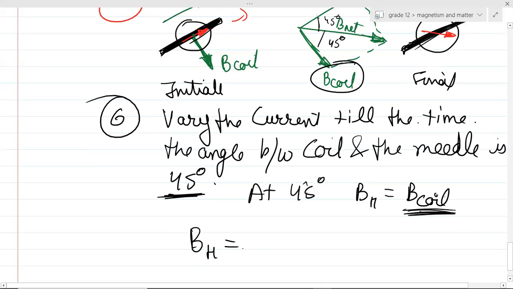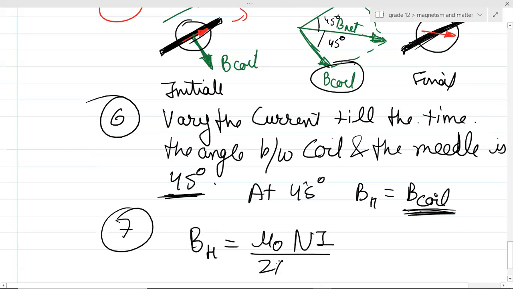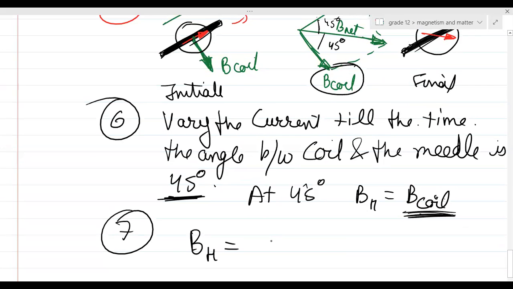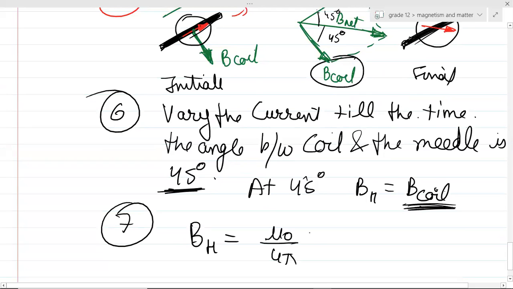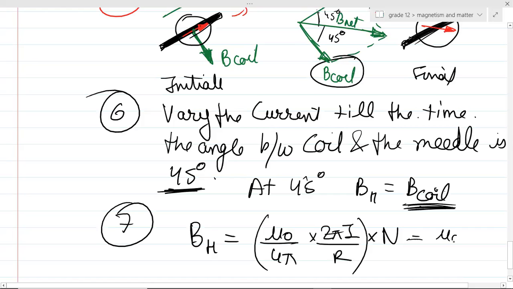So here the BH at this particular time, will it be equal to mu naught N i by 2 pi? Will it be equal to this? So what is the magnetic field at the center of a ring? Magnetic field at the center of a coil is given by mu naught i by 2R, and if it has n turns, then n times that, right? Everyone remembers the formula? So can you see from here, it is equal to mu naught N i upon 2R.